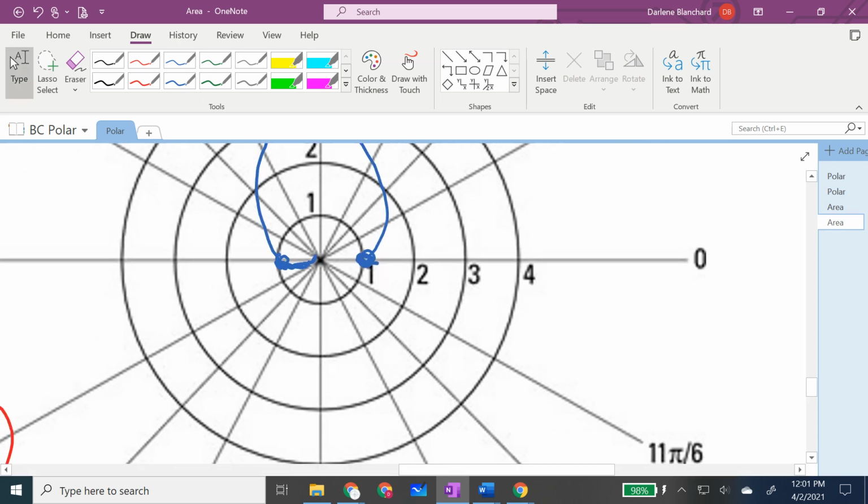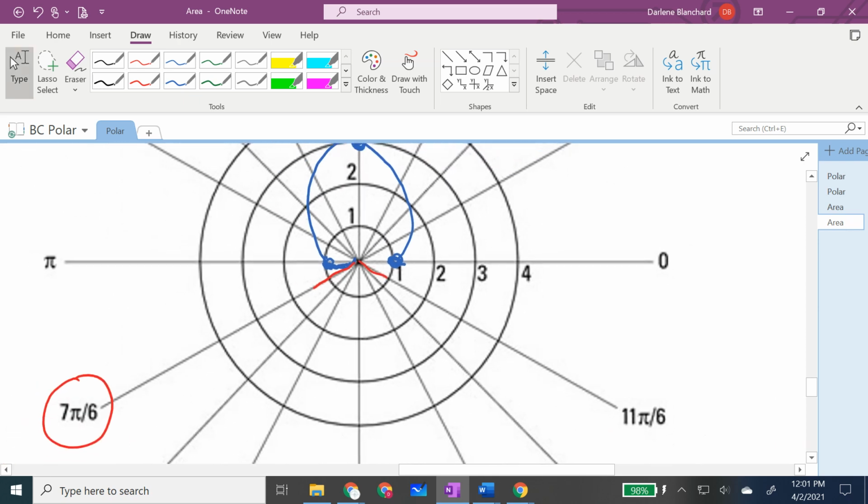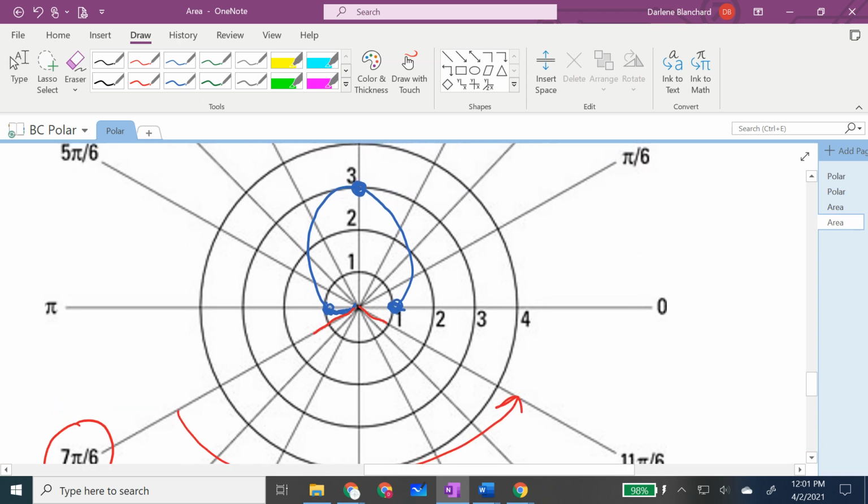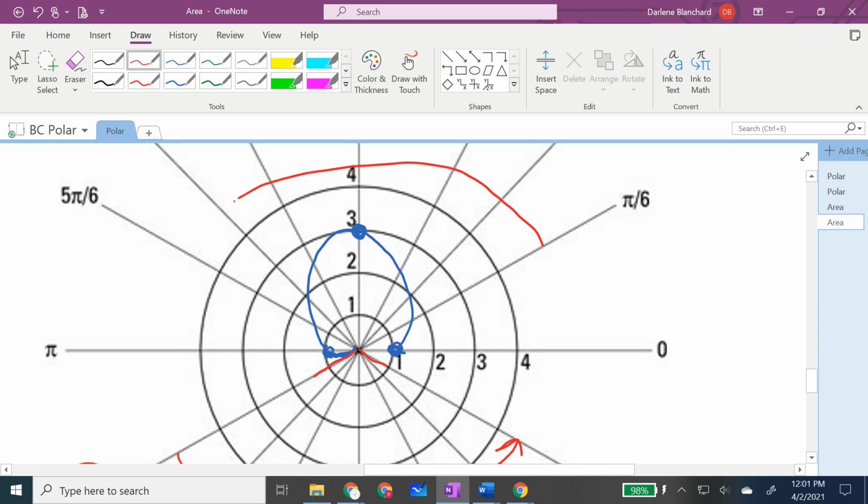Now, I have a negative radius between 7 pi/6 and 11 pi/6. That means I'm not going to see the graph occur along here. I'm going to see it occur between these two. Are you ready?